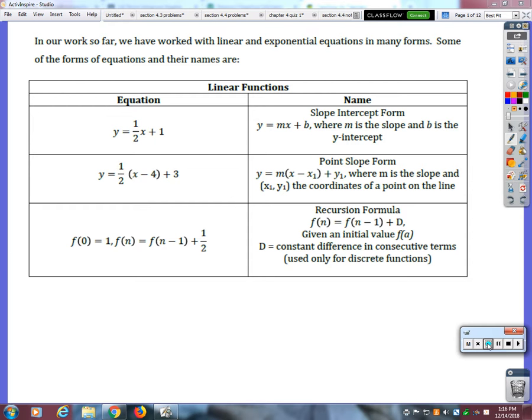All right, so it says in our work so far we have worked with linear and exponential equations in many forms. Some of the forms of equations and their names are slope-intercept form, our old friend y equals mx plus b, and point slope form, which we spent a lot of time working on yesterday. The recursion formulas are not something we spent a bunch of time with, but an example would be this one right here. This means you're starting with 1, and then to get the next one you add a half. So the next one would be 1.5, and then 2, and then 2.5, and so forth.